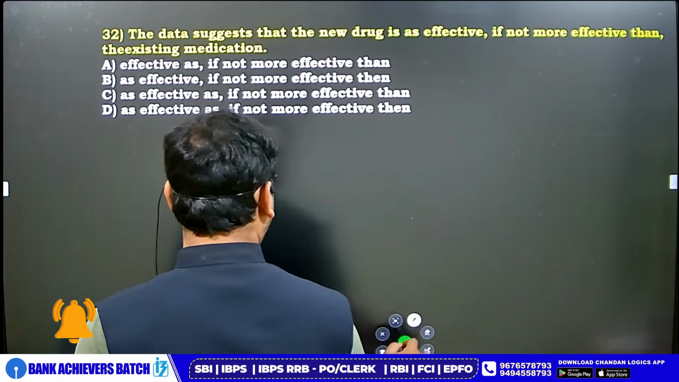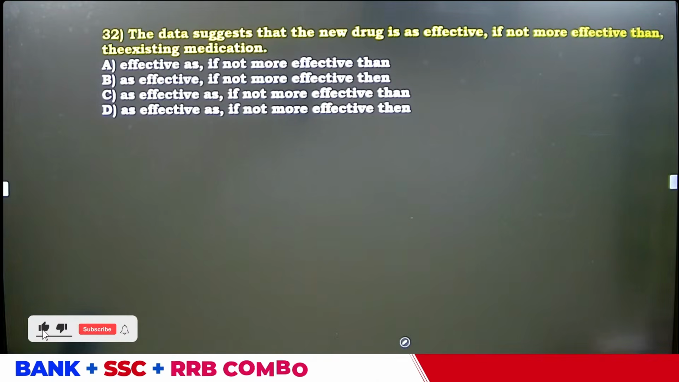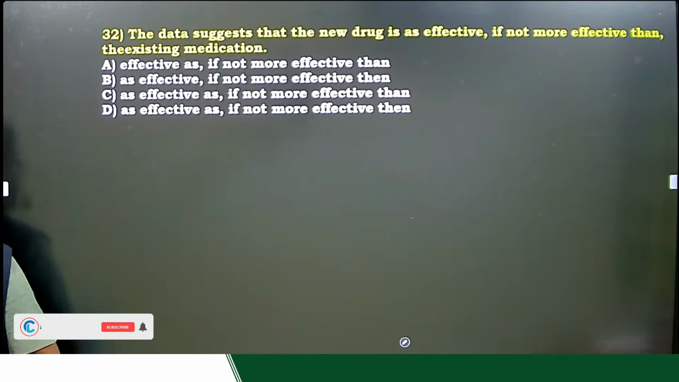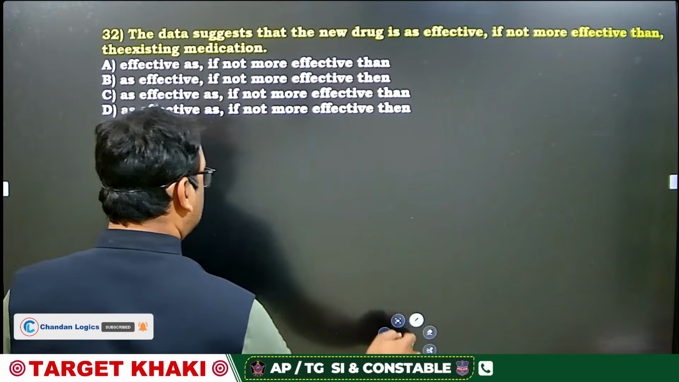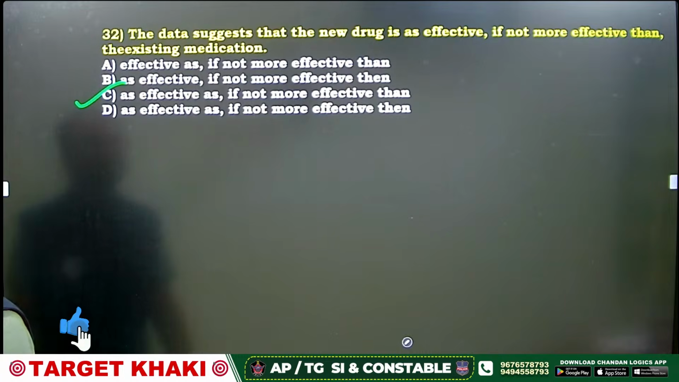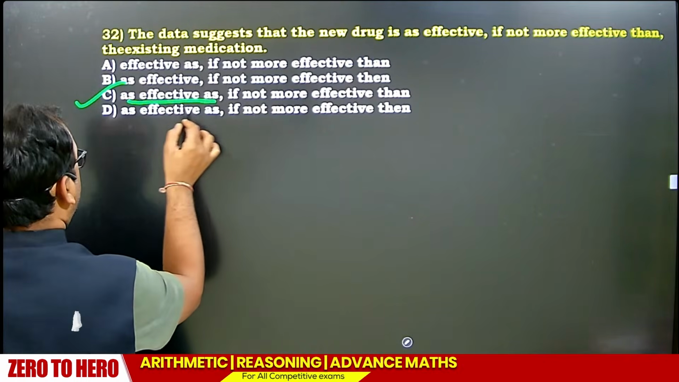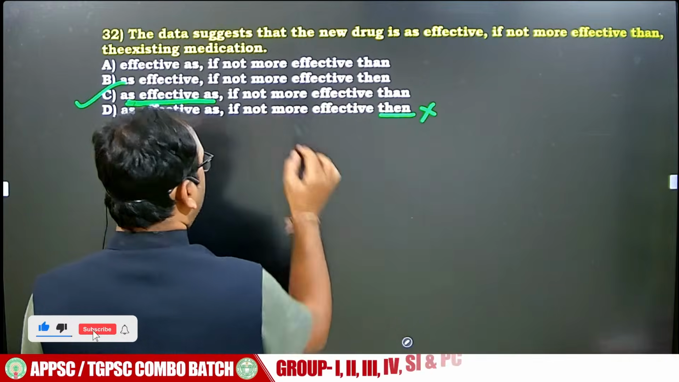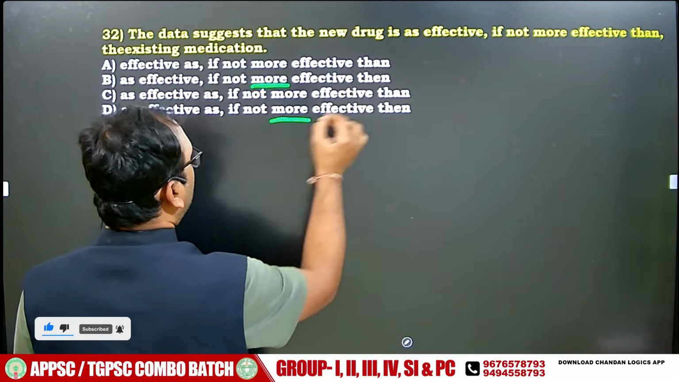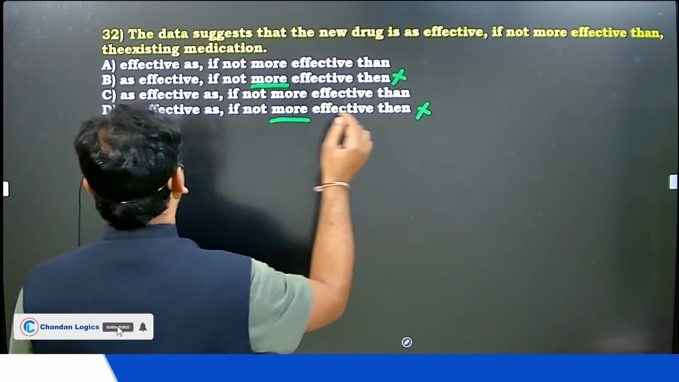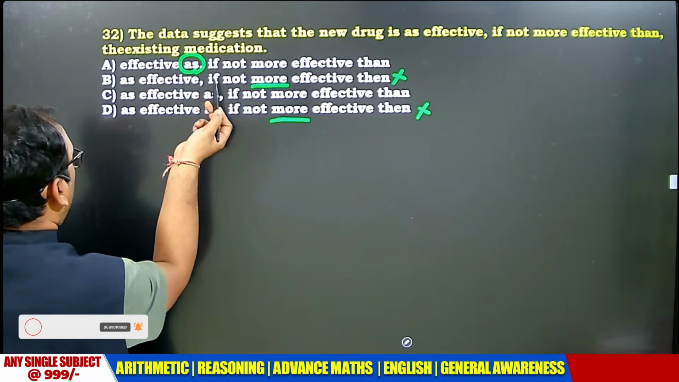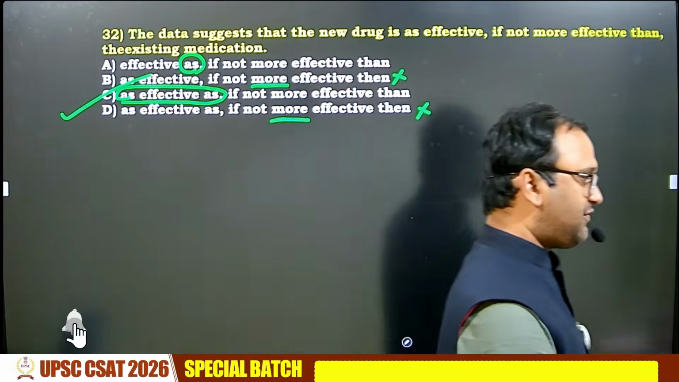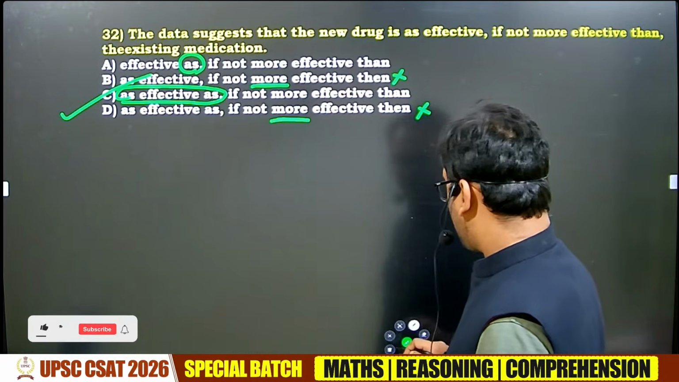Question number 32, guys. Can you get the answer in 10 seconds? Right. Option 3 is the answer. The data suggests that the new drug is as effective as, if not more effective than. First of all, than is impossible after the word more, we can't use as. You cannot use as only on one side. You have to use as on both sides. As effective as. And more than.